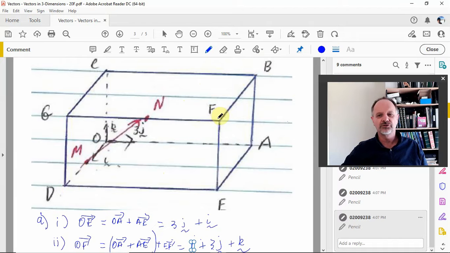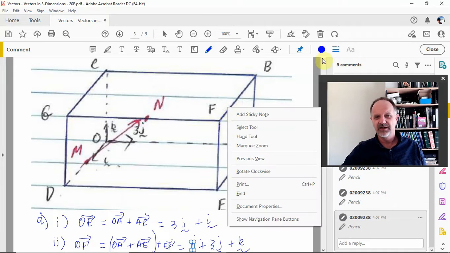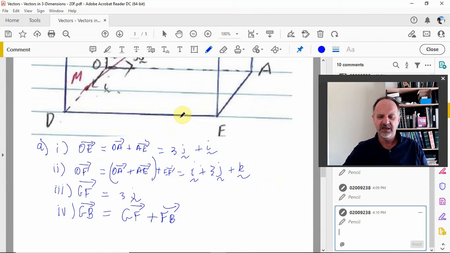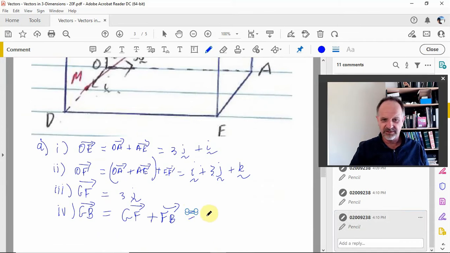Now, directional, of course, we're going from F to B. We've got to go from G to F and then F to B. Now going from F to B is the same direction as going D to O, which is the opposite direction to O to D. So of course with vectors, we put them as opposites. So we got 3J, and the opposite is minus, in terms of vectors, O to D, which is I. And so there is our vector GB in terms of I and J.